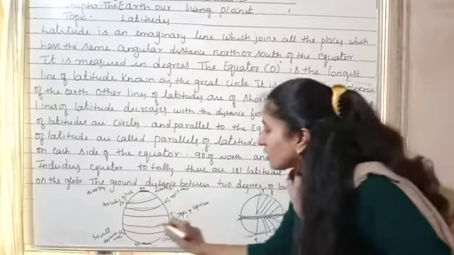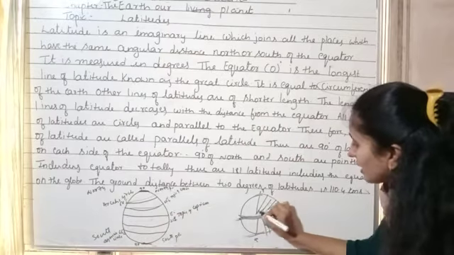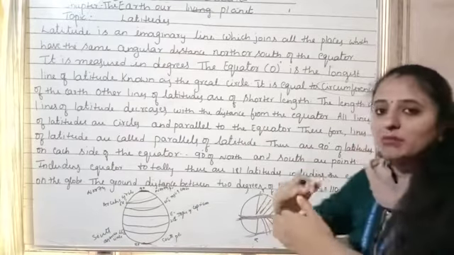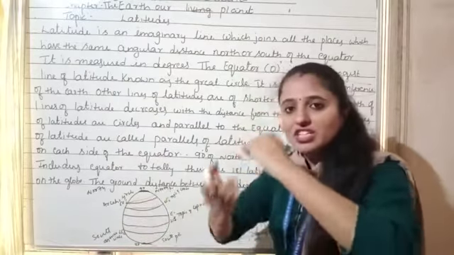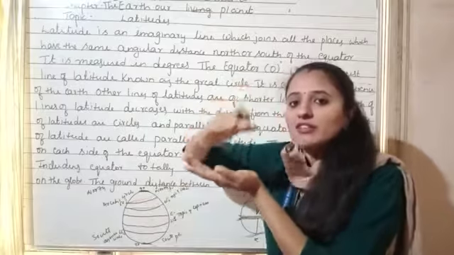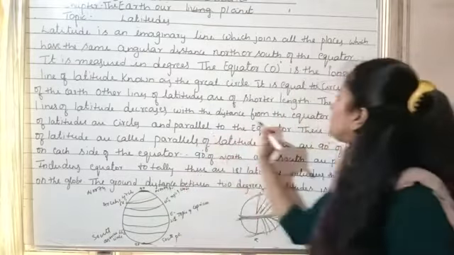So when the length decreases, you can observe that everything becomes shorter. When the distance from the equator increases, everything decreases in length. Everything is going to be decreased.